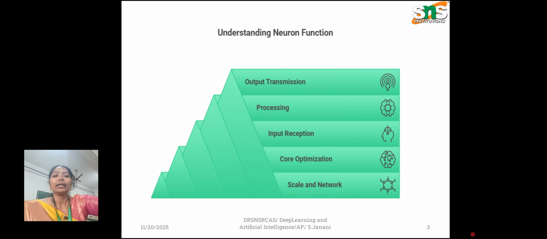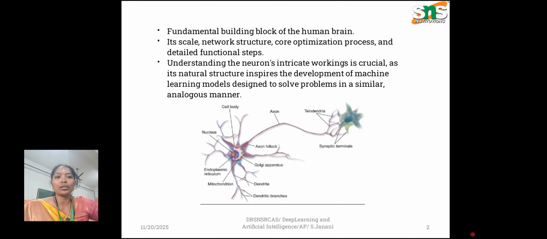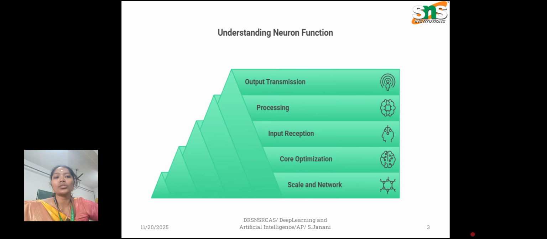So this is the building block of the human brain. Here we have many concepts: this is the axon, the cell body and nucleus, which is in the center part, the apparatus, dendrites and myelin. So let us understand the neuron function: input reception, processing, output transmission, core optimization, and scale and network. These are the five steps involved in understanding neuron function.